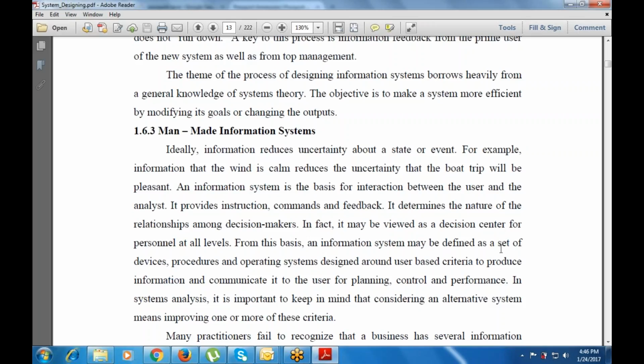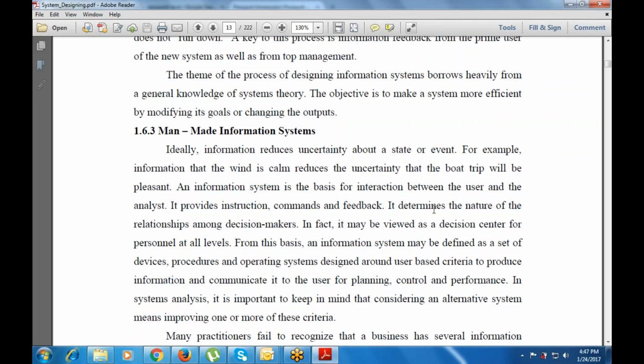We have done with the physical and the logical. Then next is the man-made. Basically, information reduces the uncertainty about a state or an event. For example, information that the wind is calm reduces the uncertainty about a boat trip.